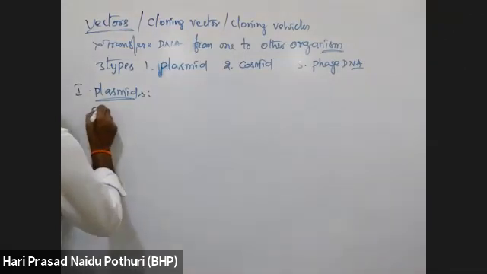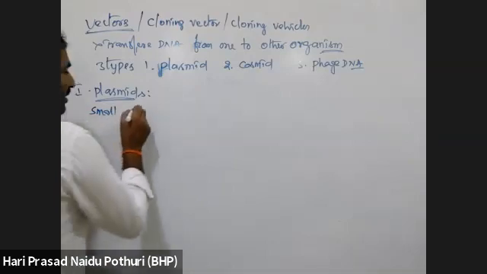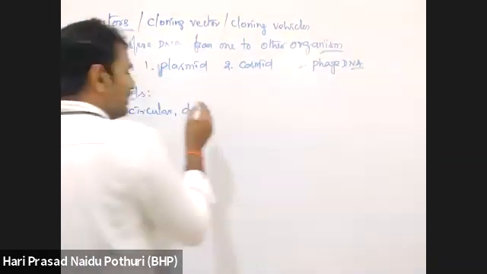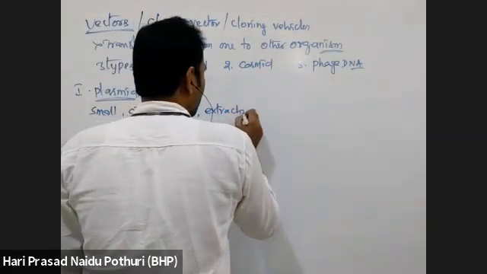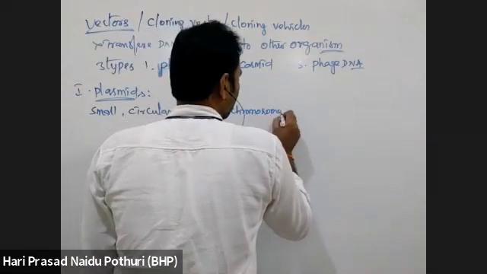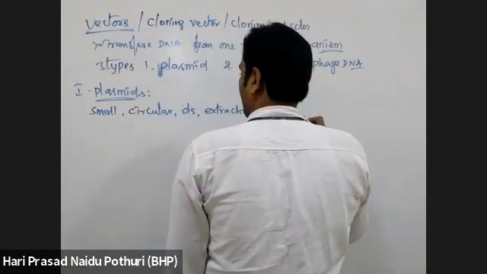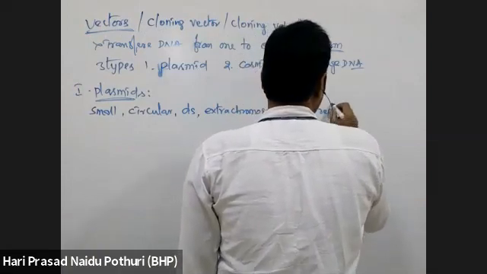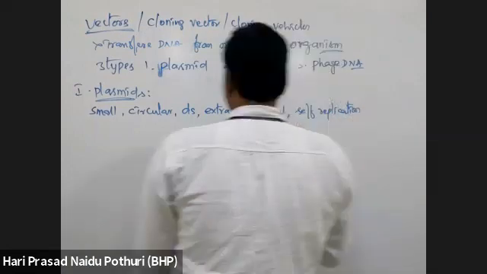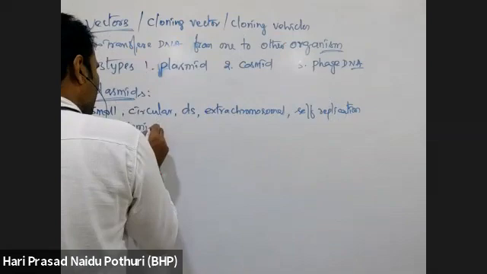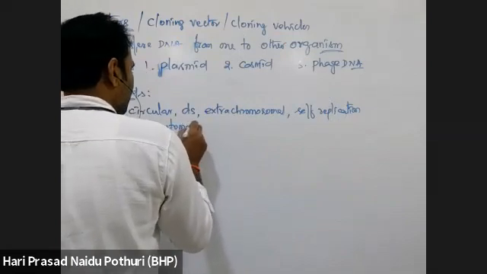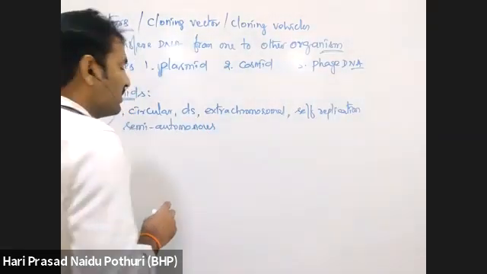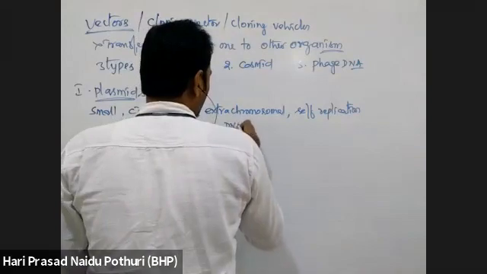So these are small in size, they are circular, double-stranded, extra-chromosomal, which are not a part of chromosomes. Then self-replicating, semi-autonomous DNA molecules. Semi-autonomous or self-replicating are properties which are due to independent replication due to presence of ORI site.